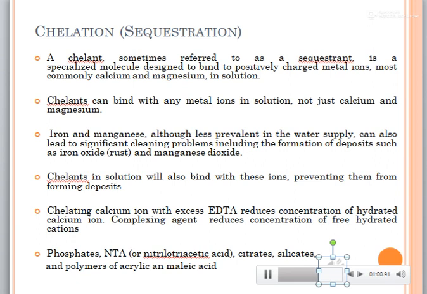Complexing agents that are used as chelants include EDTA, phosphates, NTA, nitrilotriacetic acid, citrates, silicates, and polymers of acrylic and maleic acid. Chelating calcium ion with excess EDTA reduces the concentration of hydrated calcium ion. Chelation is most commonly used for the removal of metal ions in the solution into the wastewater.